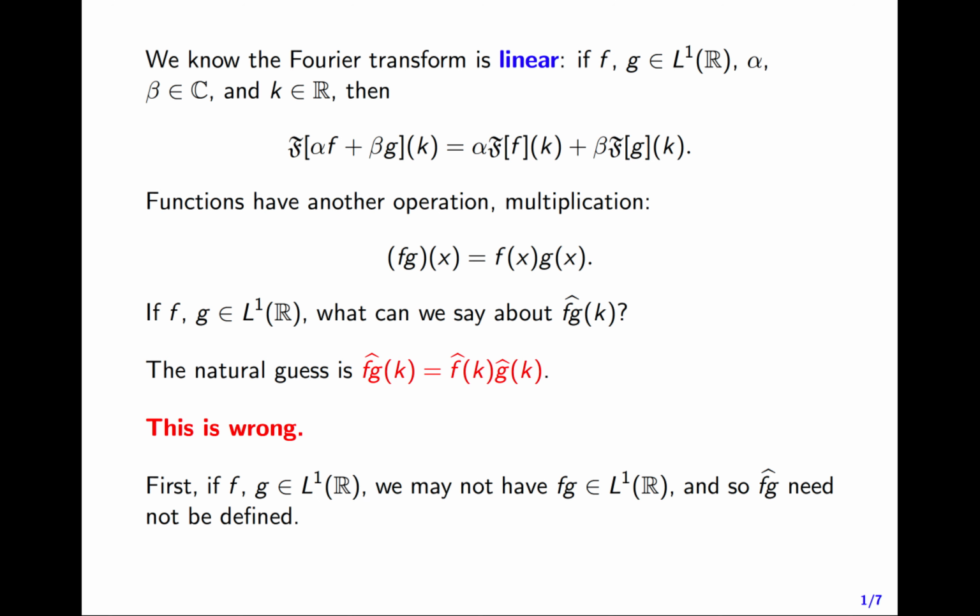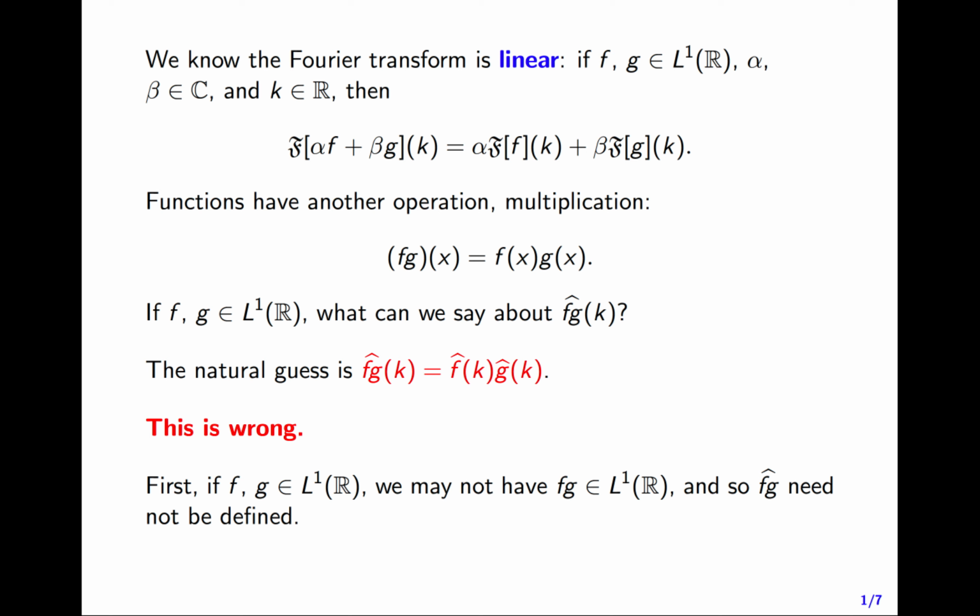First, we have a more subtle problem. Say I have functions f and g in L1 of R. That doesn't guarantee that their product, f times g, is back in L1 of R. You can cook up some nasty examples of this. And so even though f and g separately may be in L1, their product may not be in L1, and so the Fourier transform of the product need not be defined. So that's something we should work out first.